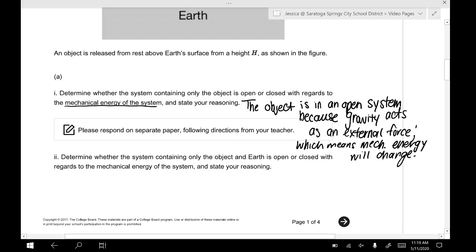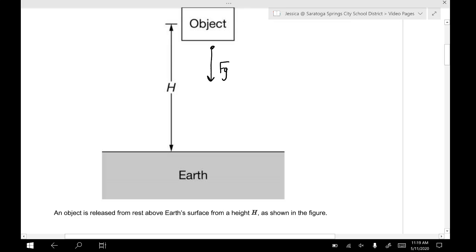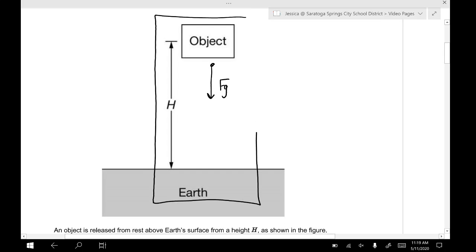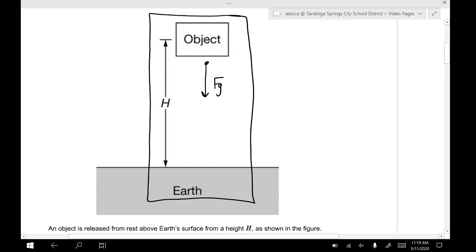There we go. So now we need to determine whether the system containing only the object and the Earth is open or closed with regards to the mechanical energy of the system, and state your reasoning. Okay, so now our system is object Earth. Yes, there's still a force of gravity acting on the object, but now that we're considering the Earth, we also have to think about forces acting on the Earth. This force of gravity represents the force of gravity from the Earth on the object. There would also be a force of gravity from the object on the Earth, and these two forces would be equal and opposite to each other, which means the net force on the system would be 0. And there's no other forces that we would need to take into account, so that means that there are no external forces, which means we're in a closed system and energy is conserved.